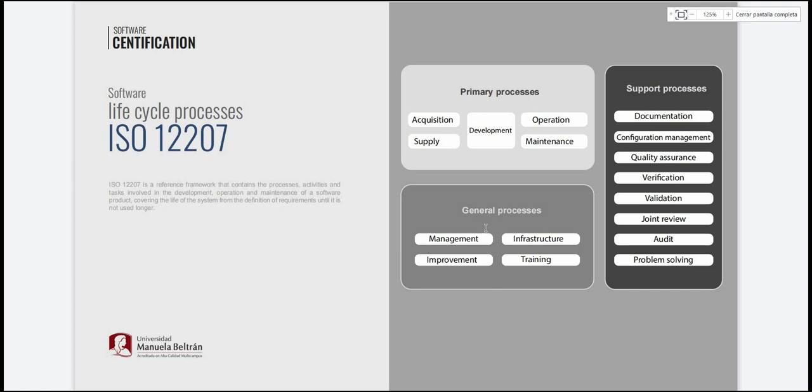Organizational or general process. This focuses on the management, training of the personnel, process improvement, etc. This is composed of four sub-processes, which are management: this is planning activities, monitoring, control, review and evaluation activities. Infrastructure: activities to determine the infrastructure needed for a process. Improvement: measure, control, evaluate, and improve a life cycle process. Training: focus on training plans for employees.